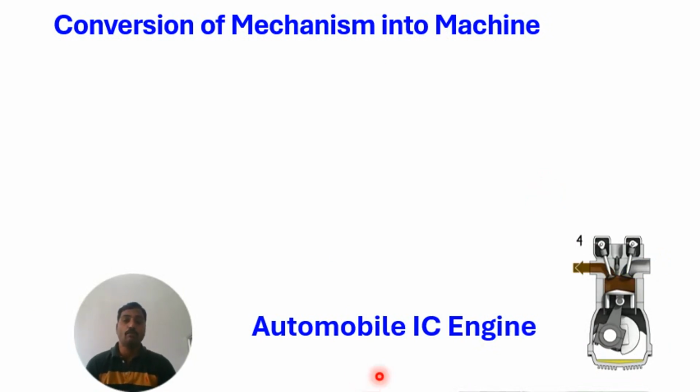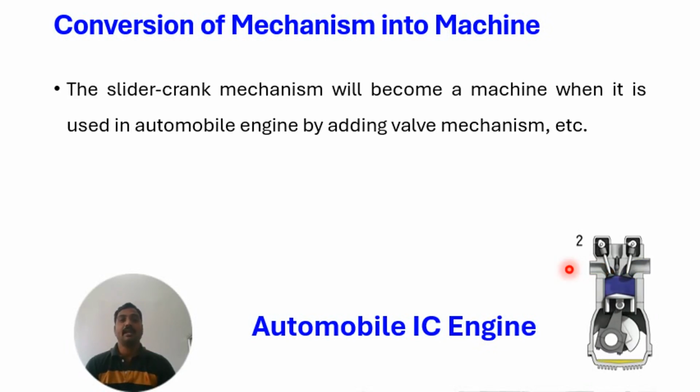There we can see automobile IC engines, as I have seen. There we can see stroke 1, stroke 2, 3, as well as the 4 strokes we are going to use: the inlet, compression, expansion and exhaust. There we can see the slider crank mechanism becomes a machine when it is used in automobile engines by adding the valve mechanisms. If I add the valve mechanisms, it gives us a closed chamber.